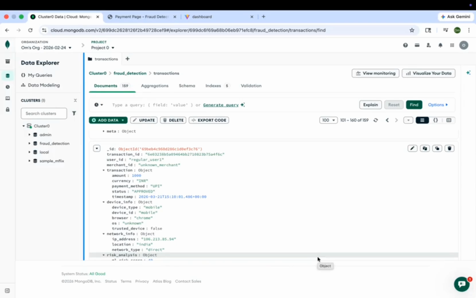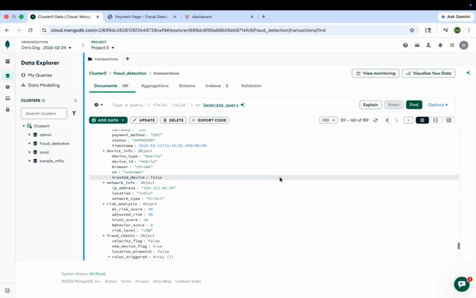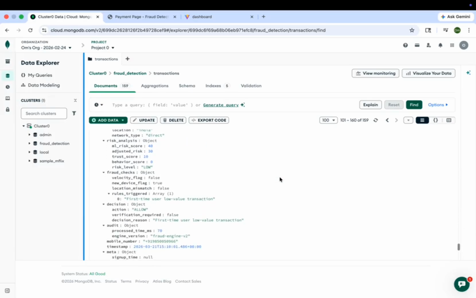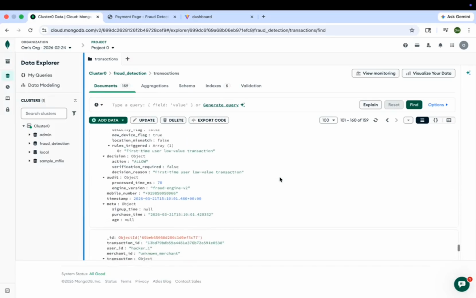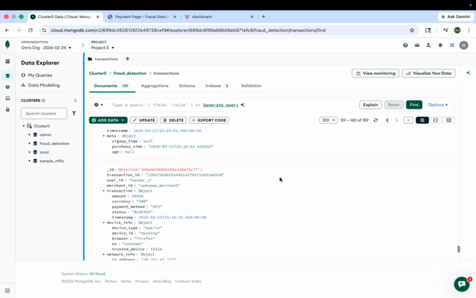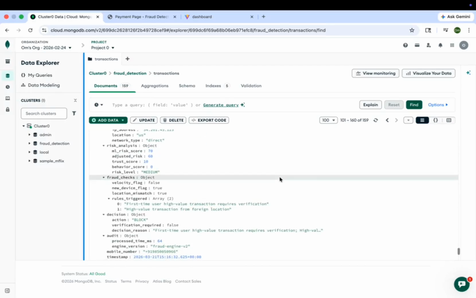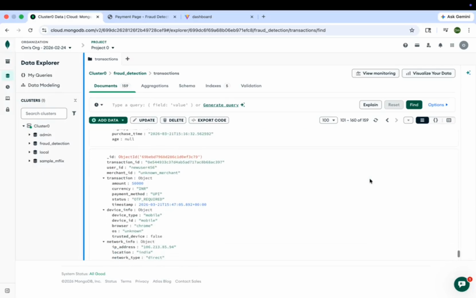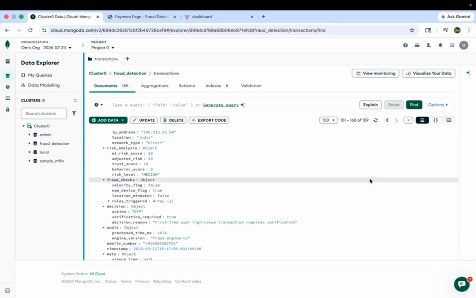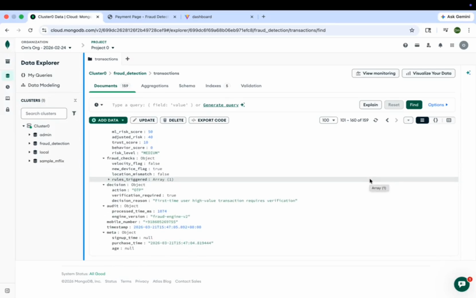Now we move to the database section. All transactions are stored in MongoDB. Here we can see complete transaction records, including user behavior data, transaction details, and calculated risk scores. Each transaction is logged in real time, which helps in monitoring, analysis, and improving the system over time. This ensures transparency and reliability of the system.